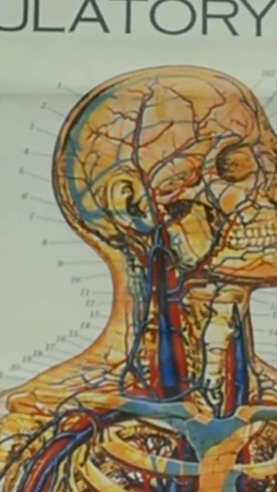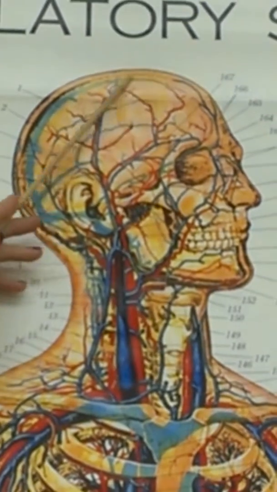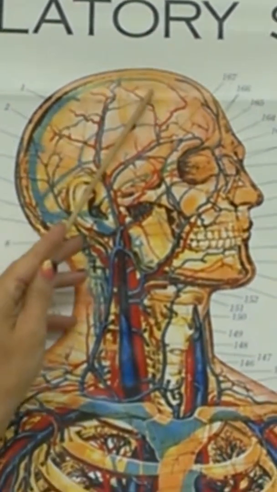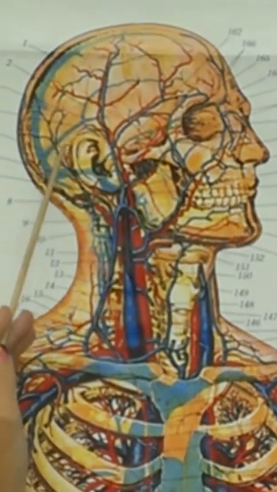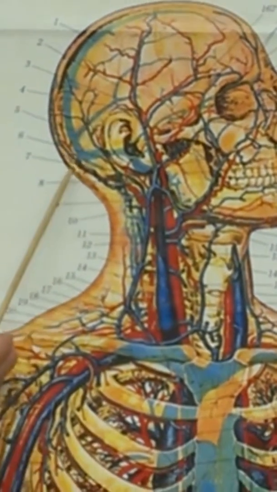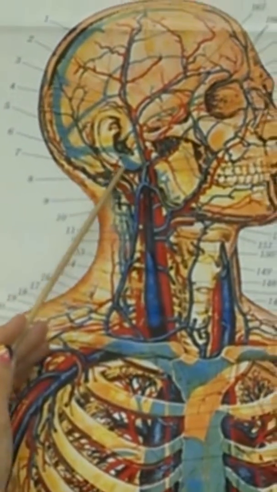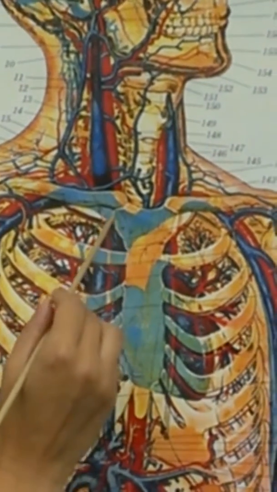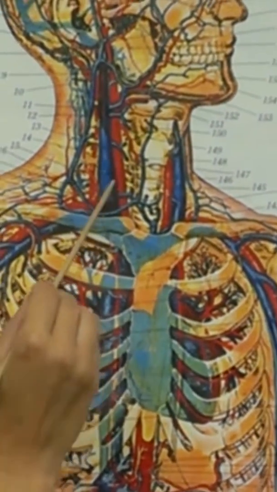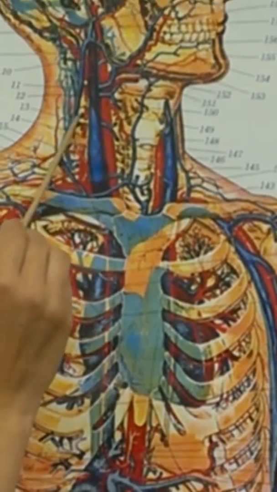Okay, so I'll just start at the top with the sinuses in the head. We've got the superior sagittal sinus up here, the inferior sagittal sinus, the straight sinus, the transverse sinus, and the sigmoid sinus. The brachiocephalic veins make the V, and then there's the internal jugular on either side, the external jugular right there.